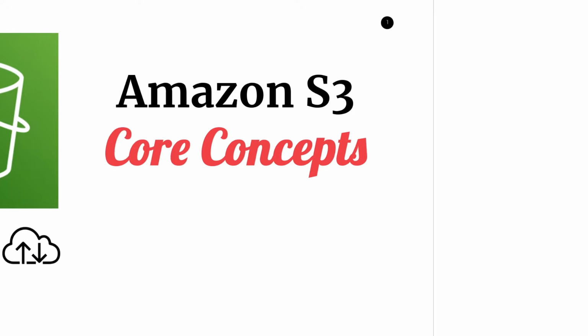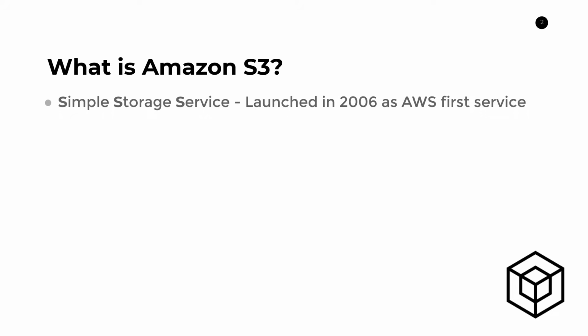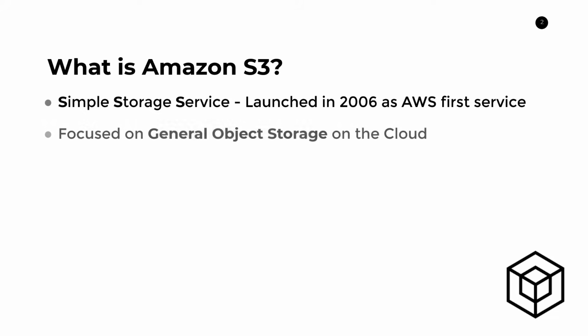First of all, I want to discuss in broad strokes what is Amazon S3. S3 stands for Simple Storage Service. That's where the three S's come from. It was originally launched in 2006 as AWS's first service. Since 2006, things have come a long way. There's been a whole bunch of new features added, but really the general premise of the service has stayed the same. The core functionality of S3 is that it's focused on general object storage that exists on the cloud, and it takes advantage of AWS's cloud infrastructure.